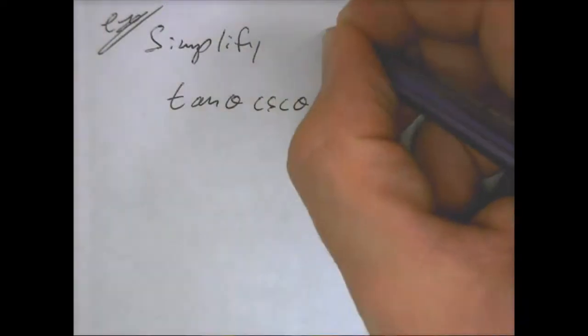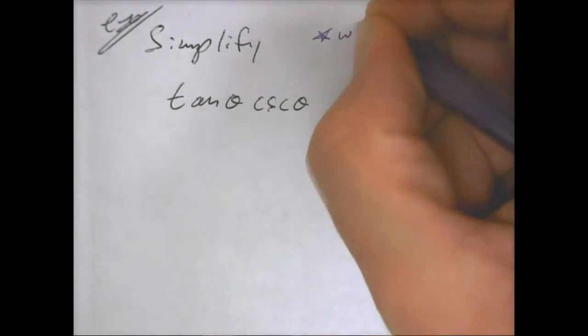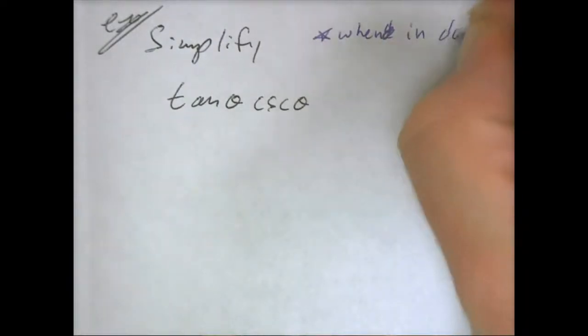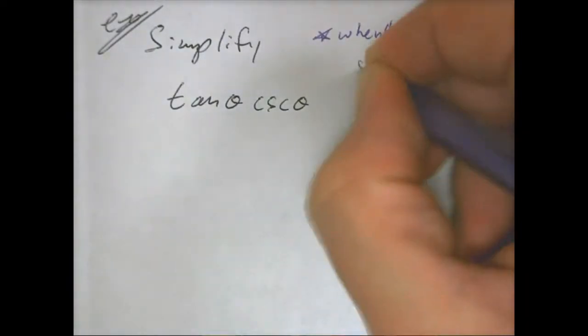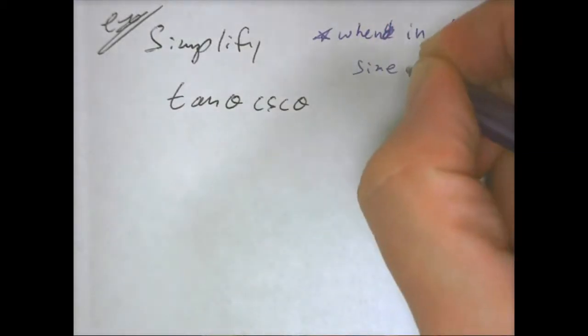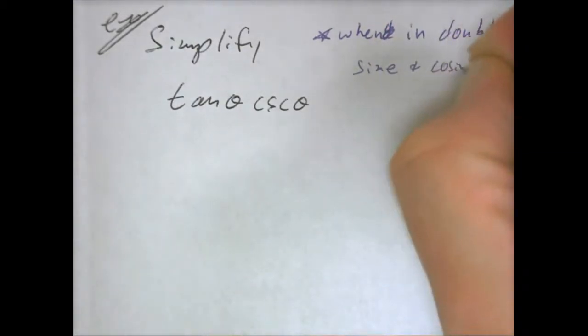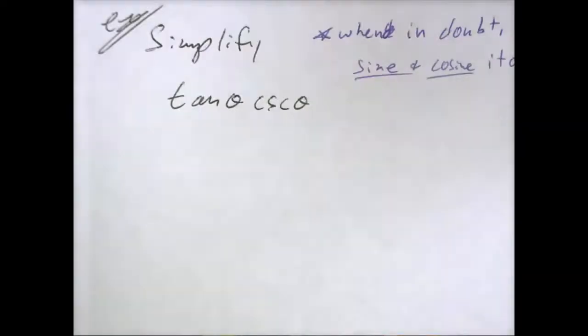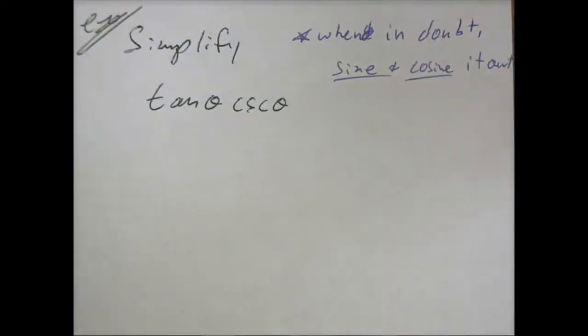So I have my rule here. When in doubt, sine and cosine it out. Hey, he rhymes. Okay, so all that means is put everything in terms of sine and cosine.